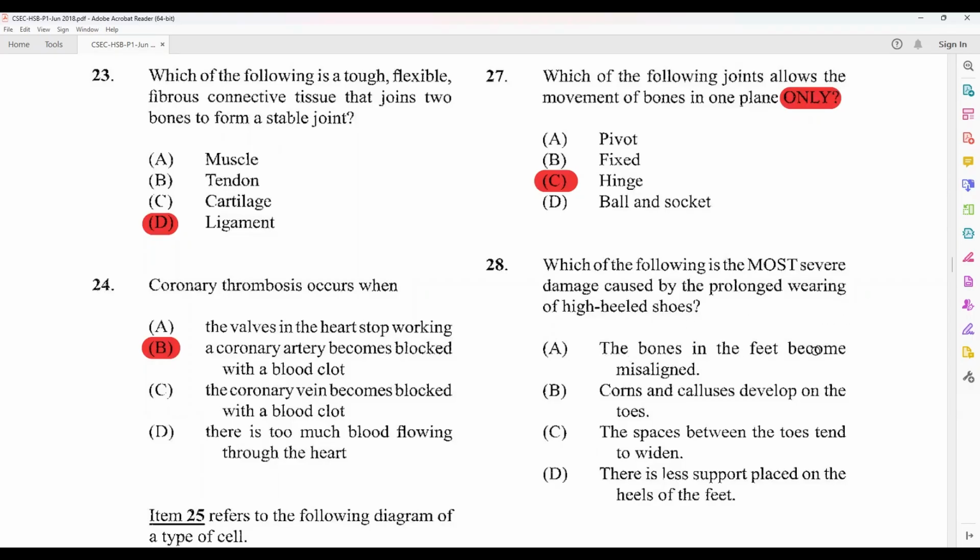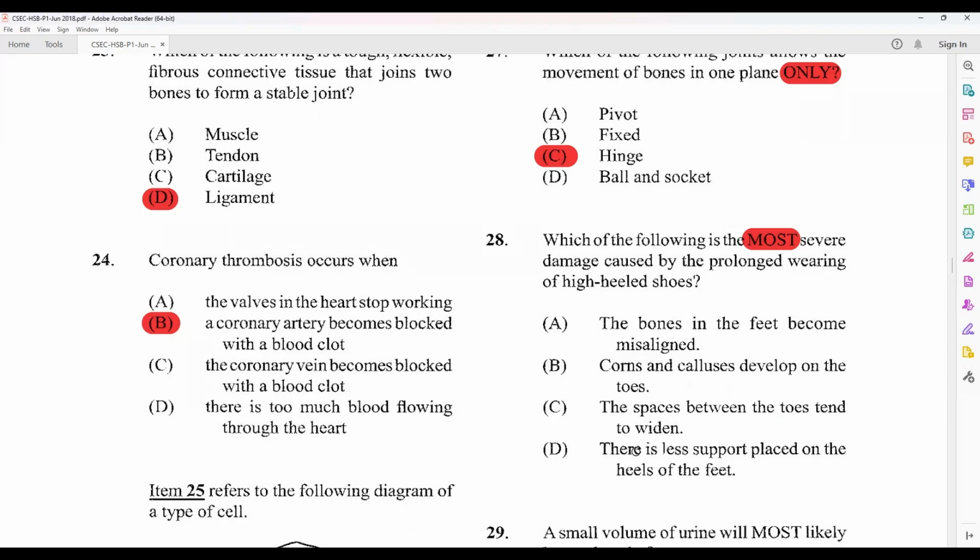The bones in the feet become misaligned. And they ask you for most. They capitalize the word most. Corns and calluses develop on the toes. So far, both these things are correct. The spaces between the toes tend to widen. That's also correct. There's less support placed on the heel of the feet. That's correct, but that could lead to some damage. That could lead to some back pain. So the most severe is D.